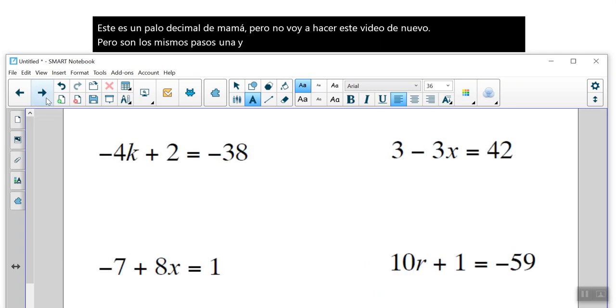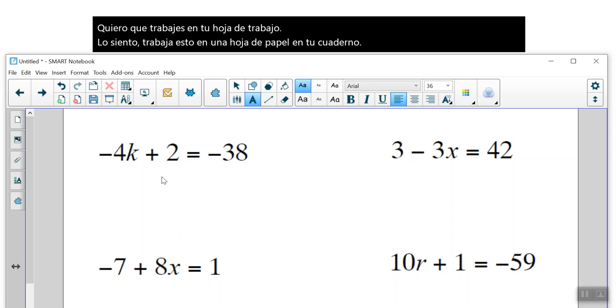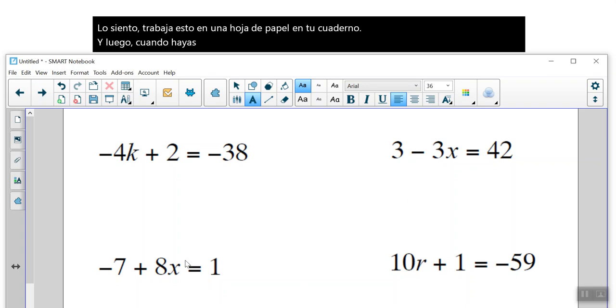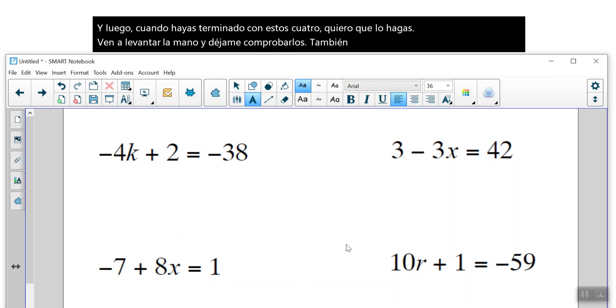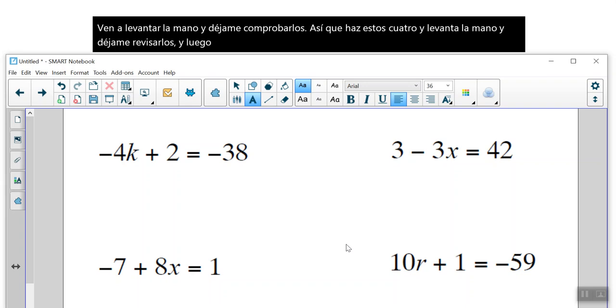So here are some problems. 4 problems. I want you to work on these on a sheet of paper in your notebook. And then when you're done with these 4, I want you to raise your hand and let me check them. So do these 4 and raise your hand and let me check them, and then I'll give you the worksheet. But I want to check these first.